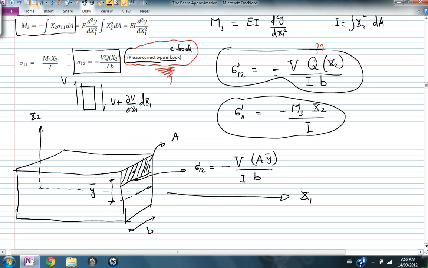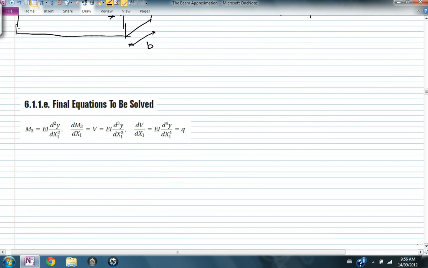Okay, so let's look at the final equations that we obtained. We obtained that M3 is a function of the deformation, EI d2y by dx squared. And we already know that dM3 is equal to V. Therefore, if we utilize how the moment is related to d2y by dx1 squared, I can find an expression for V. And from the equilibrium equation, I know that dV by dx1 is equal to Q. I'm going to replace V with the function of Y, and I end up with the differential equation of equilibrium, EI d4y by dx1 power 4 is equal to Q.